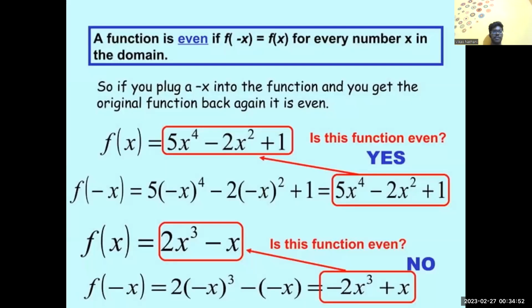A function is even if f(-x) equals f(x) for every x in the domain. So if you plug -x into a function and you get the original function back again, it is even. Now let's take an example. See the example there. Let's wait for a second.